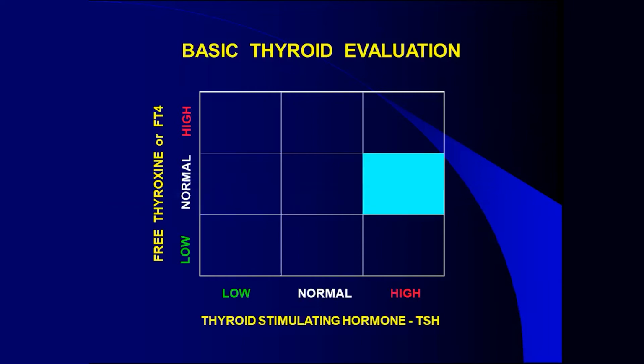Next we have this blue square on the right. The FT4 levels are normal and the TSH levels are high. As I told earlier, this is a case of subclinical hypothyroidism. This is very common in this country and very often overtreated also.